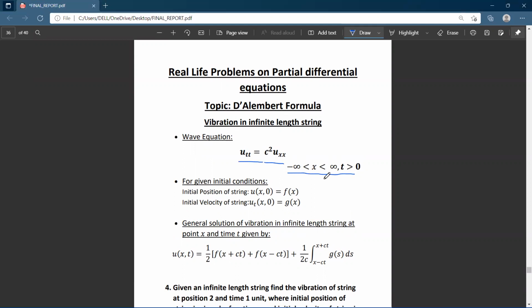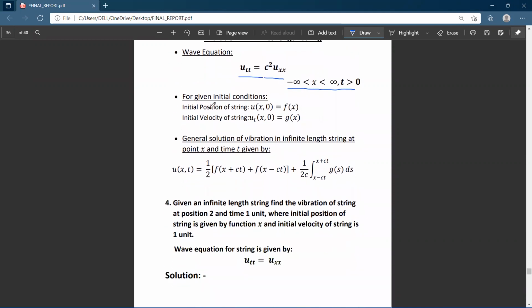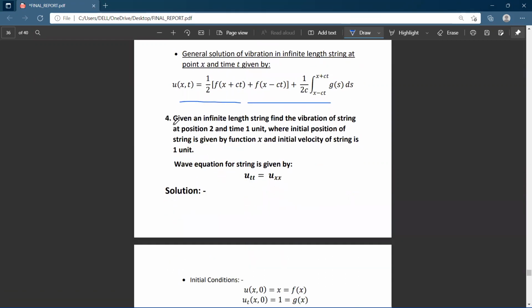These are the boundaries of x and t. These both are the initial conditions, and the solution is given by this formula. The question is: given an infinite length string, find the vibration of the string at position 2 and time t, where the initial position of the string is given by the function x and the initial velocity of the string is 1 unit. The wave equation for the string is u_tt = u_xx.